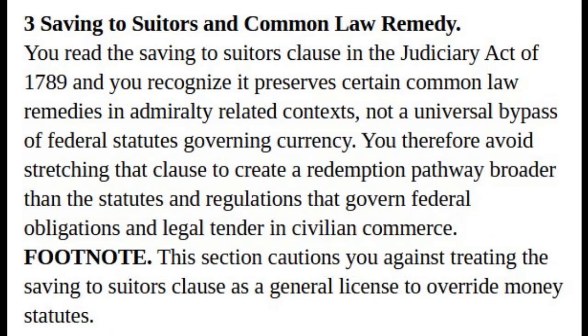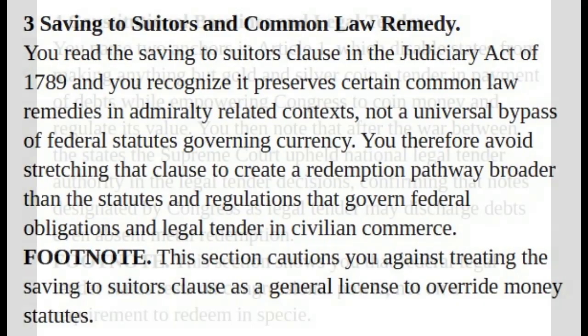3. Saving to suitors and common law remedy. You read the Saving to Suitors clause in the Judiciary Act of 1789 and you recognize it preserves certain common law remedies in admiralty-related contexts, not a universal bypass of federal statutes governing currency. You therefore avoid stretching that clause to create a redemption pathway broader than the statutes and regulations that govern federal obligations and legal tender in civilian commerce. Footnote. This section cautions you against treating the Saving to Suitors clause as a general license to override money statutes.